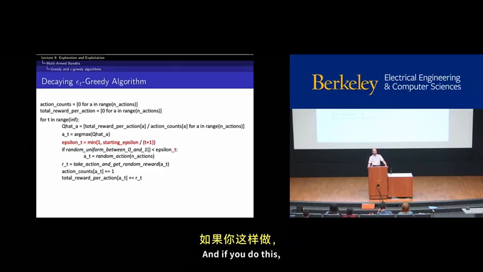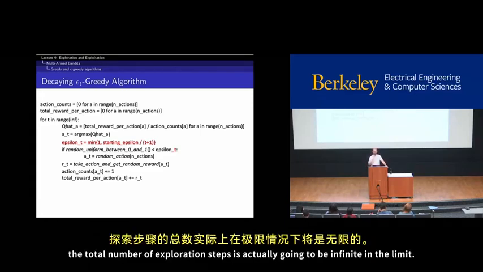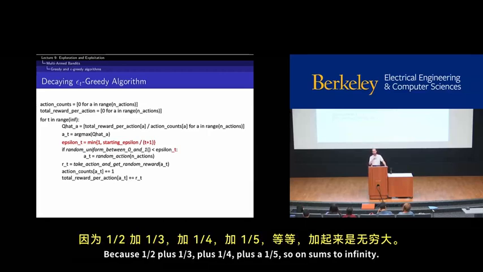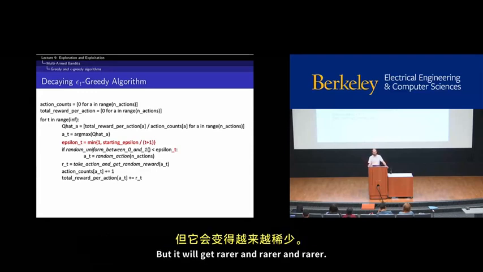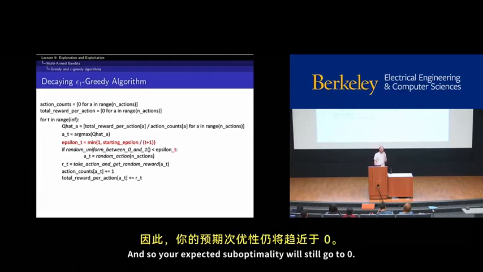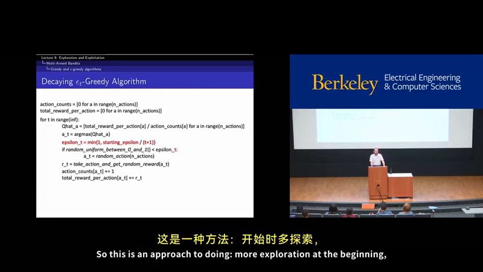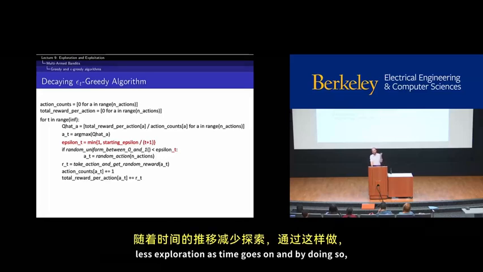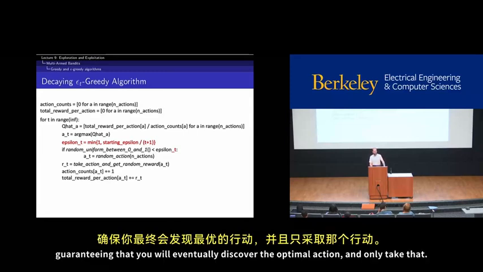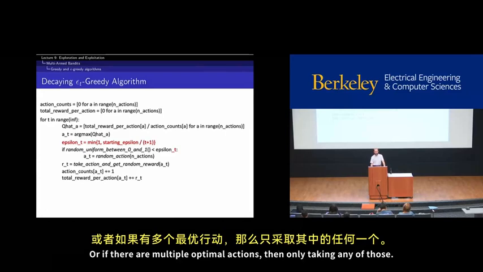And if you do this, the total number of exploration steps is actually going to be infinite in the limit, because a half plus a third plus a quarter plus a fifth, and so on, sums to infinity. But it will get rarer and rarer and rarer, and so your expected suboptimality will still go to 0. So this is an approach to doing more exploration at the beginning, less exploration as time goes on, and by doing so, guaranteeing that you will eventually discover the optimal action and only take that. Or if there are multiple optimal actions, then only taking any of those.